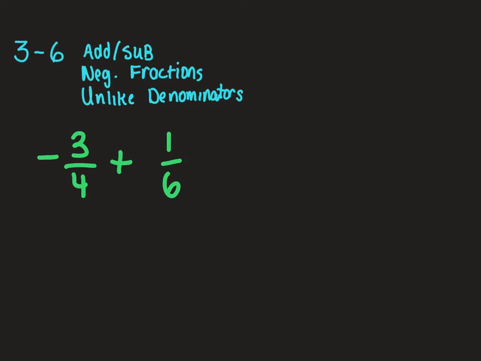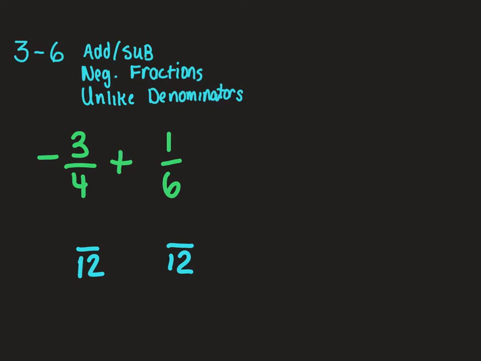So if the question was negative 3/4 plus 1/6, you're going to ask yourself, what can 4 and 6 both make? Well, we really want it to be the smallest number they can both make, which is 12. They could both make 24, but it's better, in my opinion, to go smaller because we don't have as much to simplify. If I go from 4 to 12, that's a times by 3 pattern.